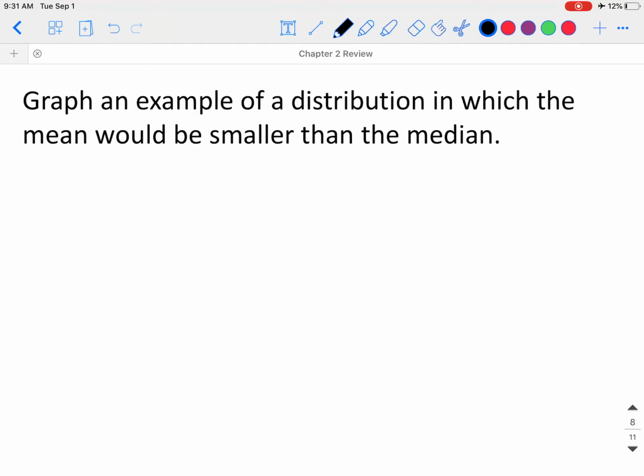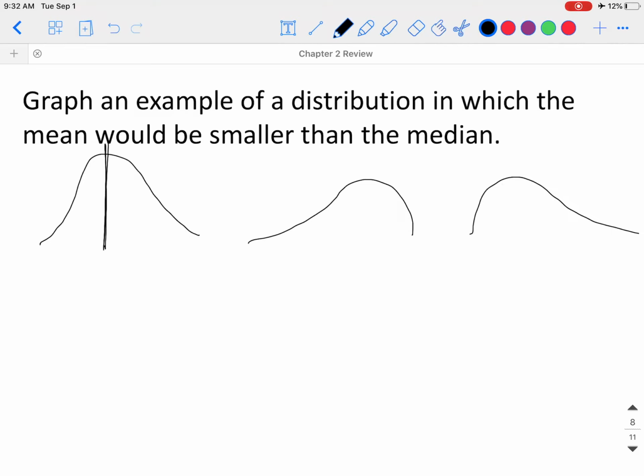Graph an example of a distribution in which the mean would be smaller than the median. Now remember, if a graph is roughly symmetric, the mean and the median would both be located in the middle. If a graph is skewed to the left or skewed to the right, that graph is going to pull the mean in one direction. The mean is always going to be pulled in the direction of the longer tail. So if we have our median here, our mean, if it's pulled to the tail, would be farther to the left if the graph is skewed to the left, which would mean that the mean is smaller than the median.